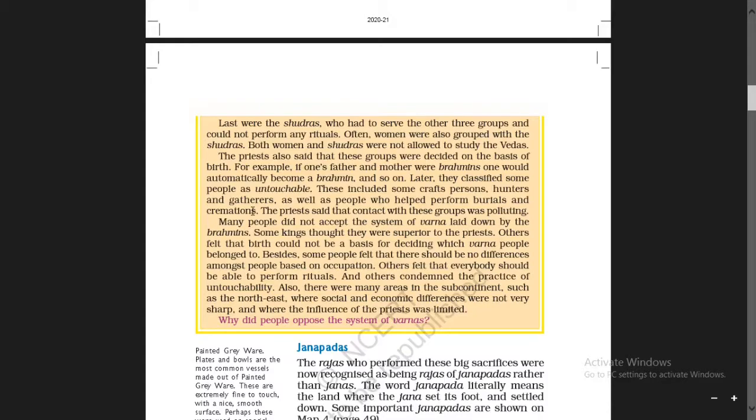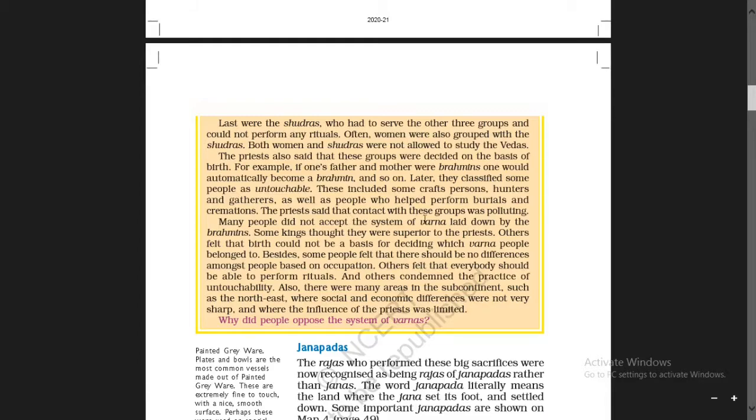So these untouchables belong to craftspersons, hunters and gatherers. Apart from that, those who help to perform burials and cremations. Cremation means burning of dead bodies. They were known as untouchable. The priests said that contact with these groups was polluting. It was said by the priests that contact with untouchable people was polluting.